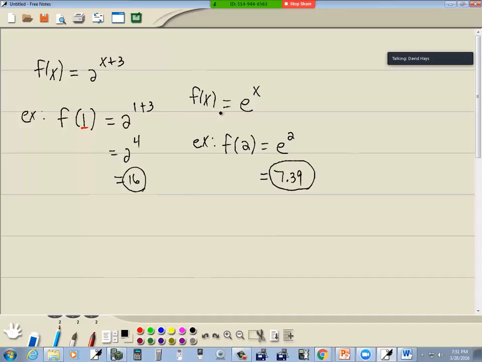So that's how you evaluate an exponential function. Now if you're wondering what is an exponential function, it's where you have a variable in your exponent.